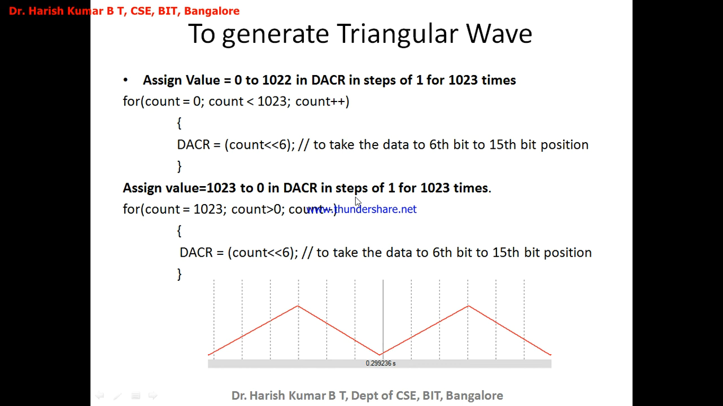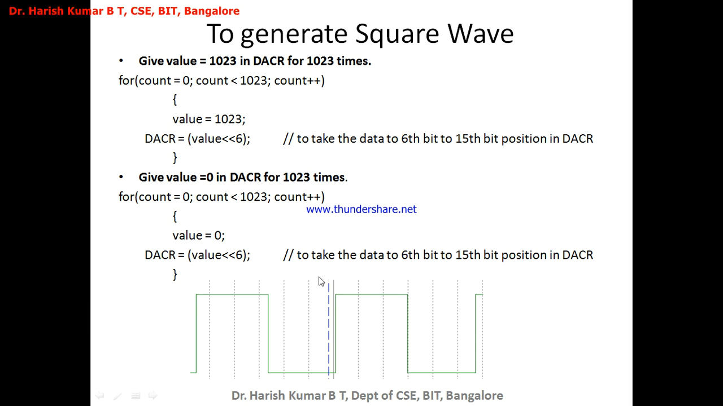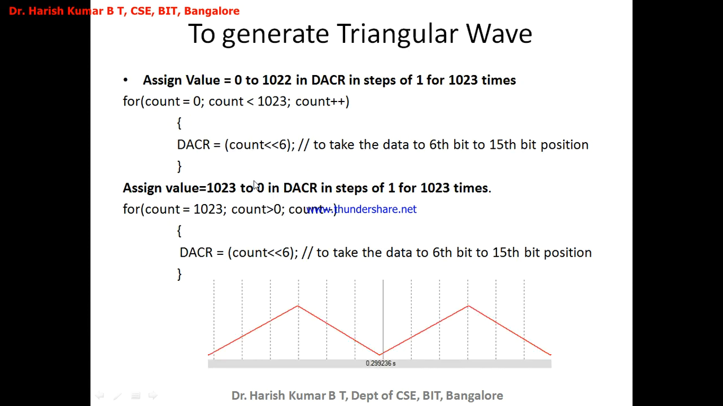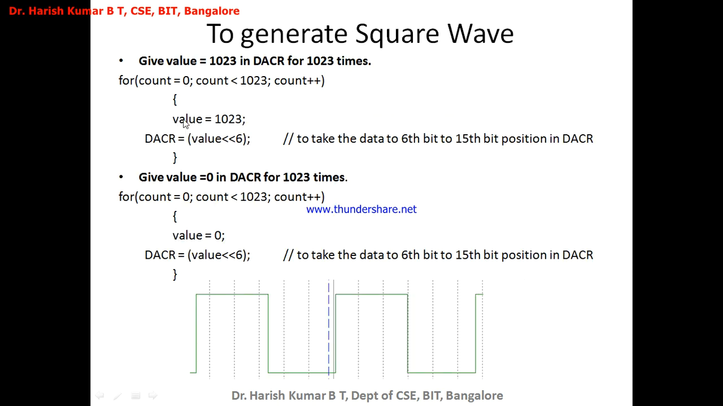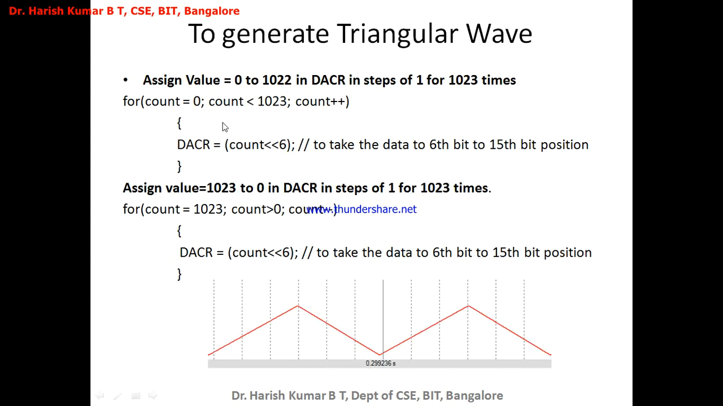Now what do I want to do in order to generate a triangular wave? So this was easy. You understood how to generate the square wave. To understand how to generate a triangular wave, again the same thing. First I assign value 0 to 1022. To the value field in DACR I'll assign 0 to 1022 in steps of 1 for 1023 times. I have the for loop here: count equal to 0, count less than 1023, count plus plus. In the previous experiment I had value equal to 1023 permanently assigned. Now instead of value I'm taking the count itself.